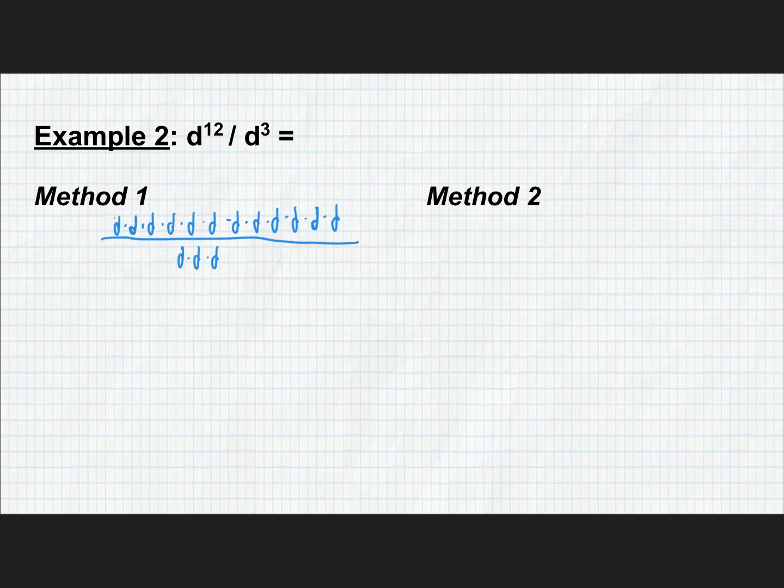Then we are going to cancel out 3 d's from top and bottom, and we are left with d times d times d times d times d times d times d times d times d, or d to the ninth power. The second method is much faster. We have d to the 12th divided by d to the third, so we have d to the 12 minus 3, or d to the 9. Notice how, once again, both methods give us the same exponent, even though method 2 is shorter.